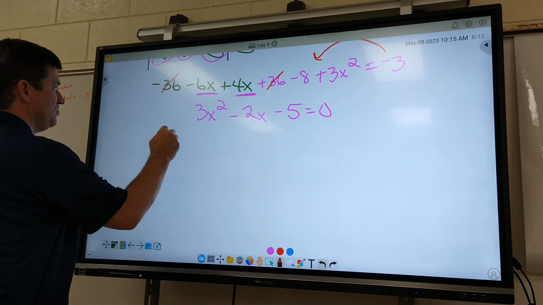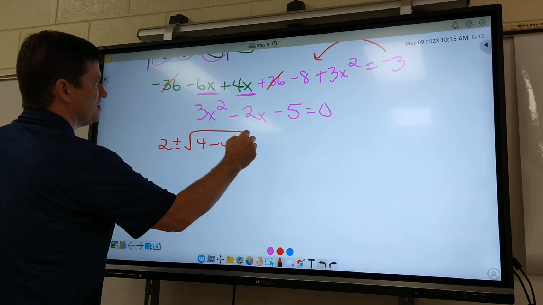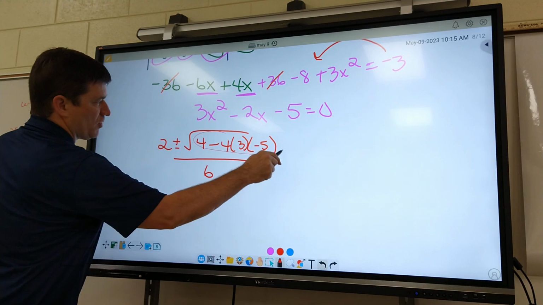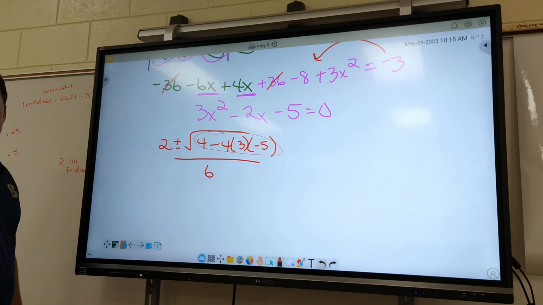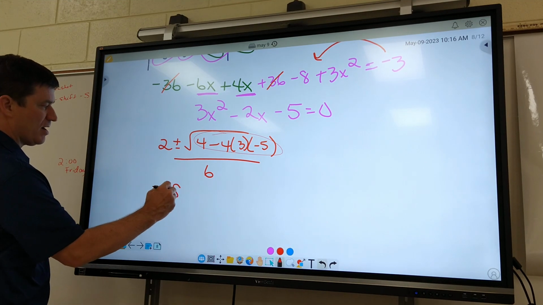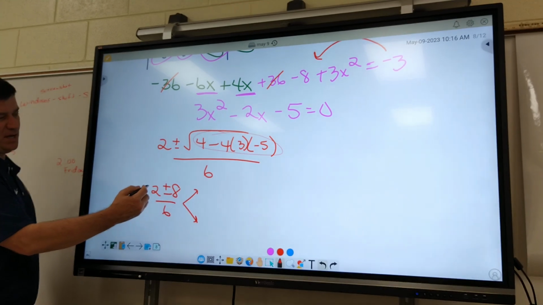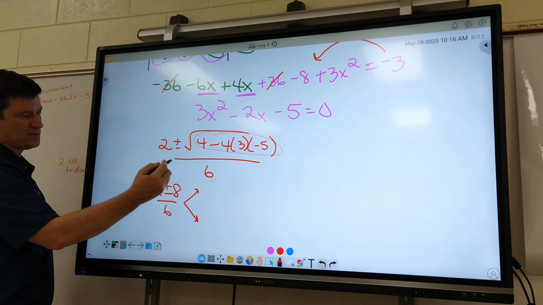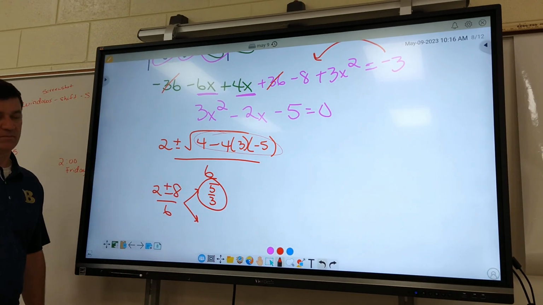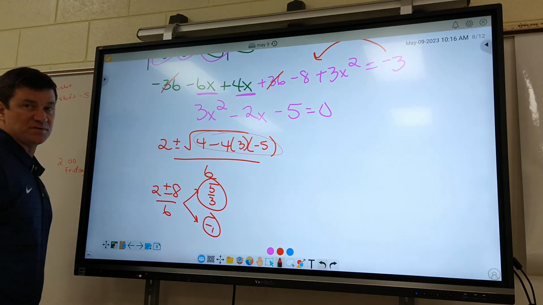I got 2 plus or minus the square root of 4 minus 4 times 3 times -5, over 6. What did y'all get up under the square root symbol when y'all put that in? 64. That changes to 8, right? So I got 2 plus or minus 8 over 6. Remember your plus and minus. First sign, you do plus for the first answer. 2 plus 8 is 10 over 6. I got 5/3 for the first answer. 2 minus 8 is -6 over 6, which should be -1 for the second answer.